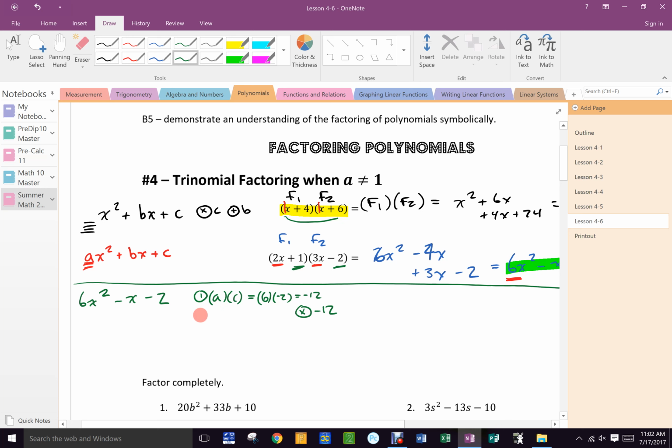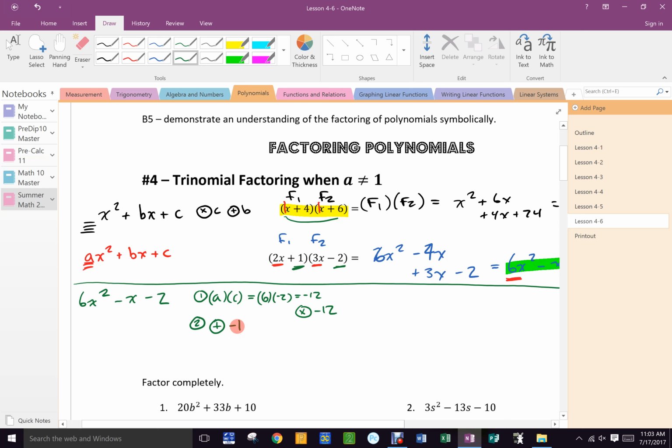I also know that I need at some point to have an addition, right? At some point, I needed to add. So I need numbers that also will add to negative 1. Is everybody with me? Notice the only thing we've done differently is instead of using 2, we're using 6 times 2. Because this is not 1 anymore. This is 6 times bigger than 1. So I need to find factors of 6 times bigger than 2. Is everybody good?